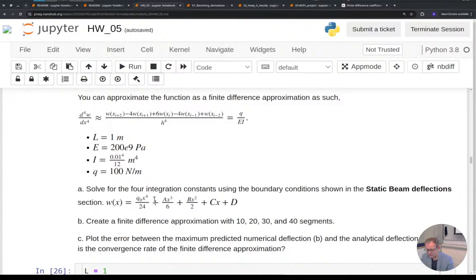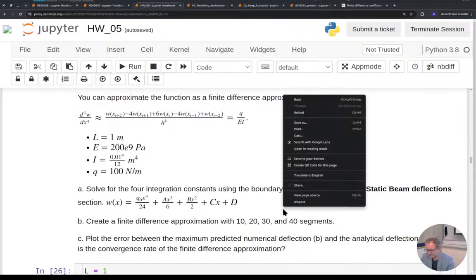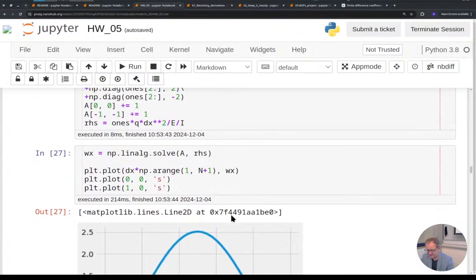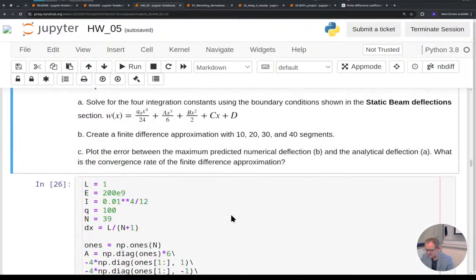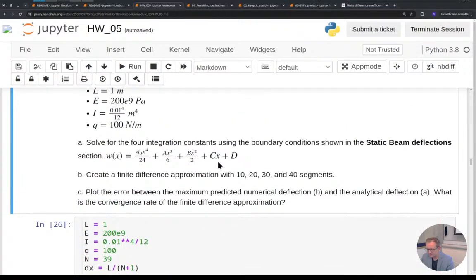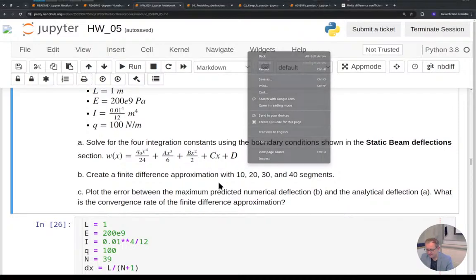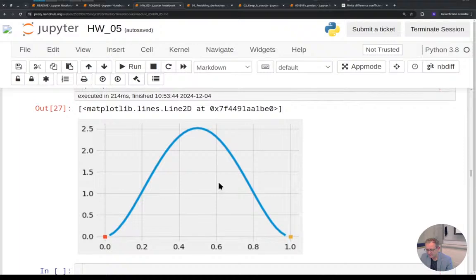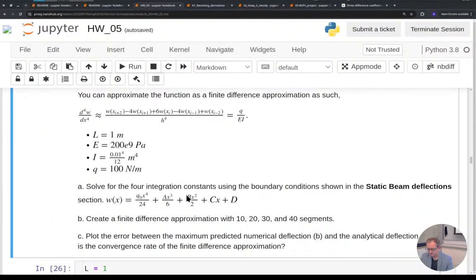Where this Q0 is Q over EI. This one, D is 0 in this case, and I think C, no, does C be? It's not symmetric. But we could always compare to that exact solution too. Yep.